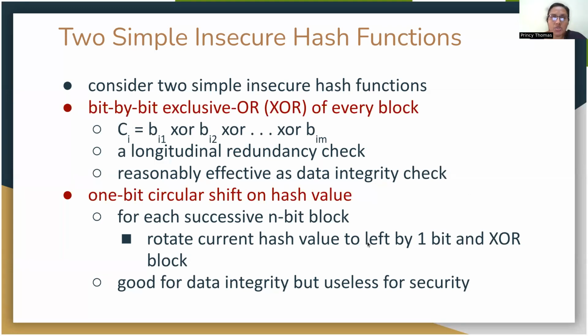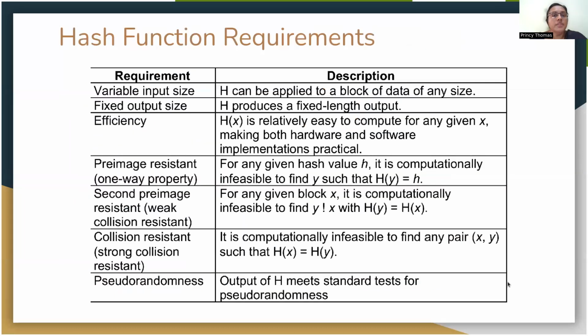Again, this is good for integrity, but you cannot provide security. Message tampering can be checked, but authentication of the sender or the message cannot be done. Now these are the functional requirements of a hash function.